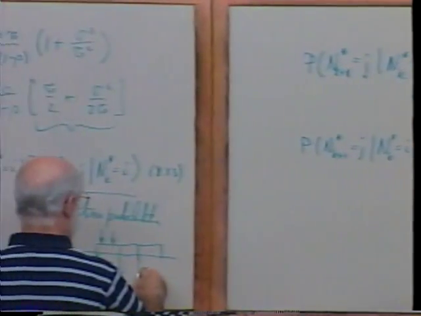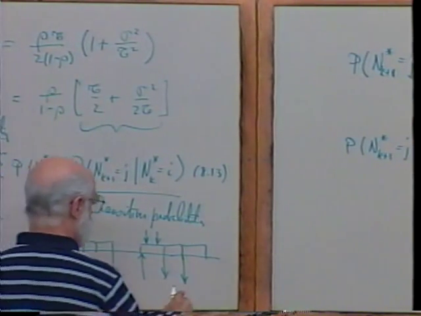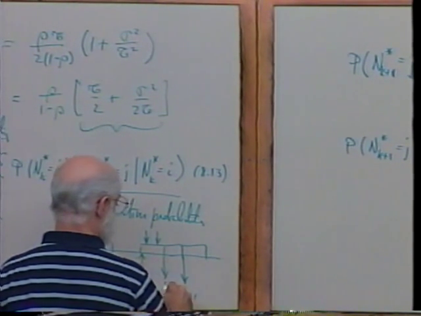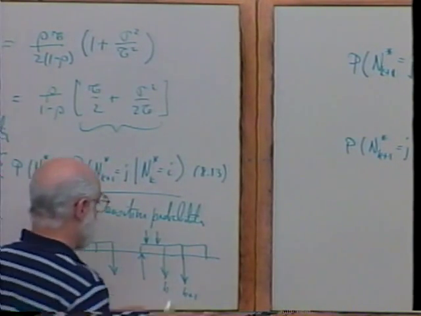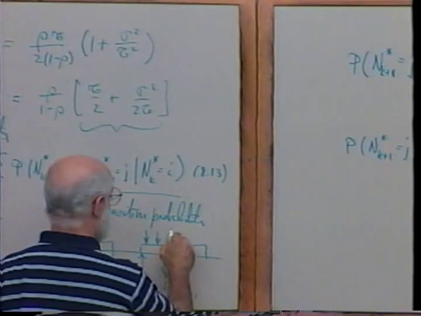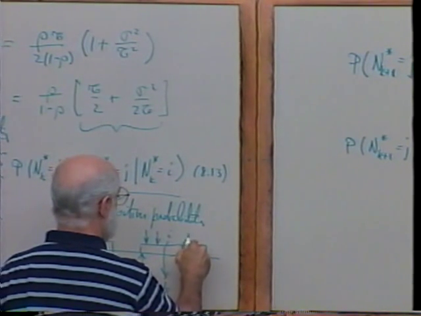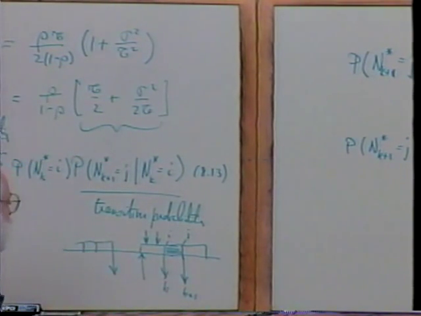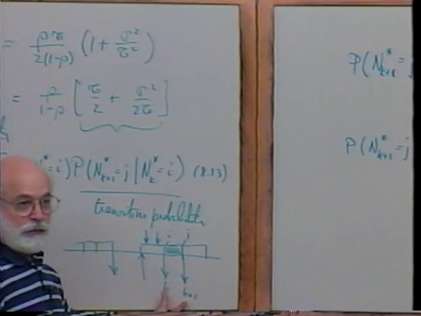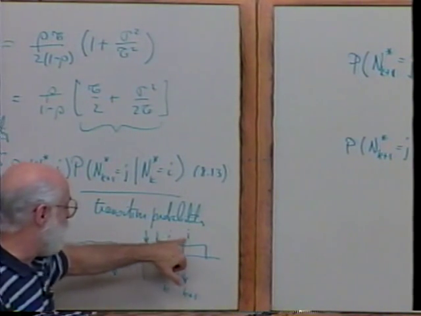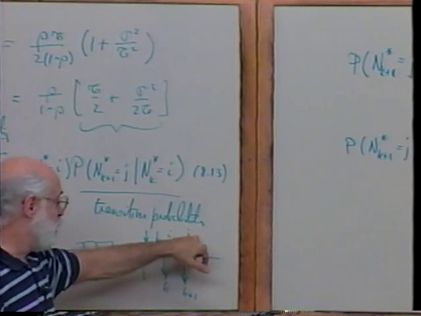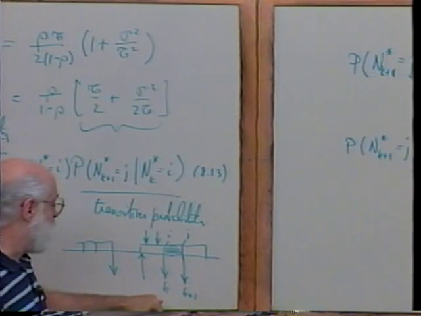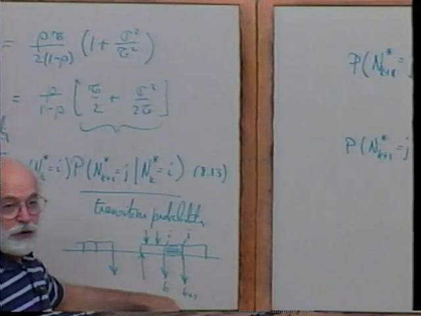Okay, so here is a departure, let's say. If this is departure k plus 1, and this is departure k, and if the kth departure leaves behind i, the (k plus 1)st will leave behind j if during this interval there are exactly j minus i plus 1 new arrivals. Because this one left behind i, this one left behind j, so the difference between them is j minus i. But we also have to take into account the fact that this one has left. So there's one more departure.